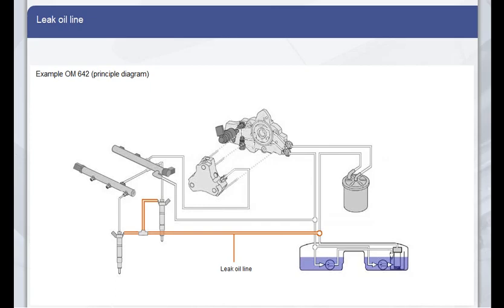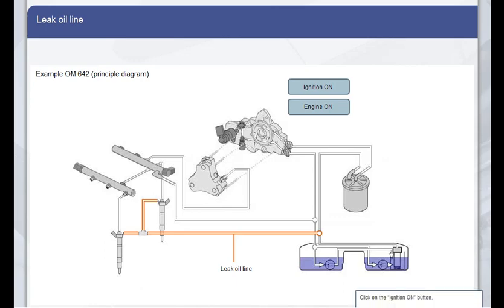From the CDI4 onwards, the leak oil line runs to the supply line of the main fuel filter. This is an important difference to the previous CDI systems. The leak oil line has two functions, depending on the engine situation. Try it out. Click on the Ignition On button and watch what happens.